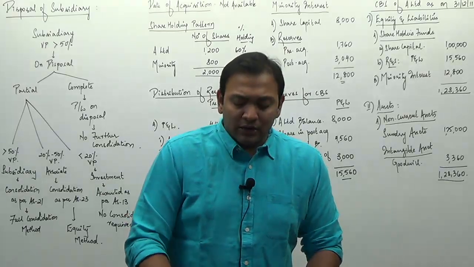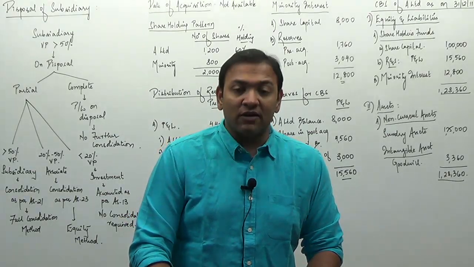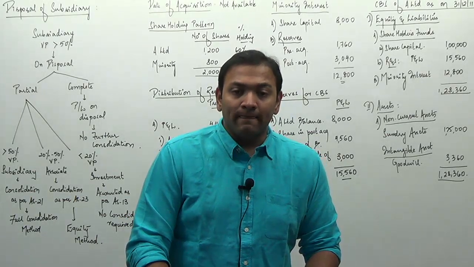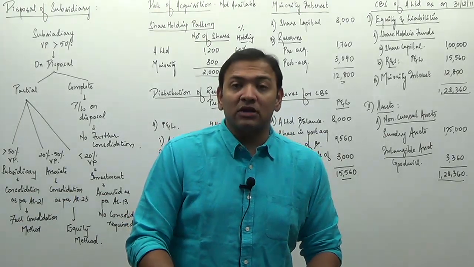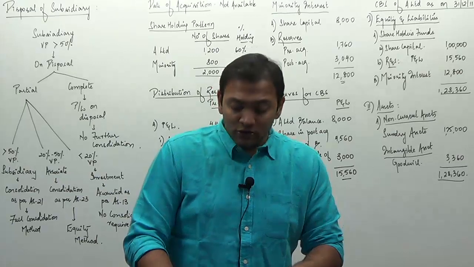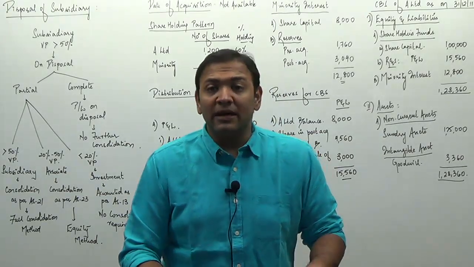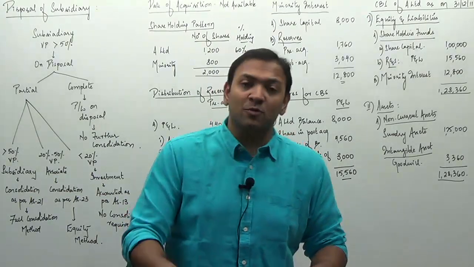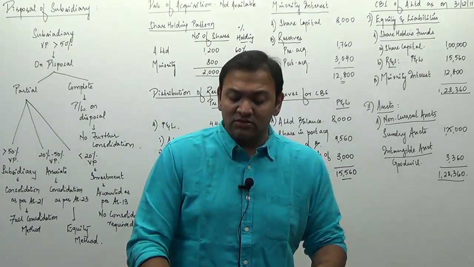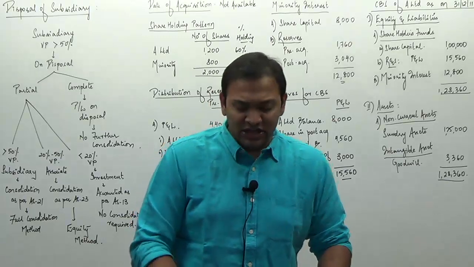Subsequently, come to the 1,000 shares purchased on 1/4/2011. Again, in the month of September 2011, I'll get 15%. So to the extent of these 1,000 shares, the dividend received will be called pre-acquisition. The balance shares is post, but only for these 1,000 shares we have to consider it as pre-acquisition.